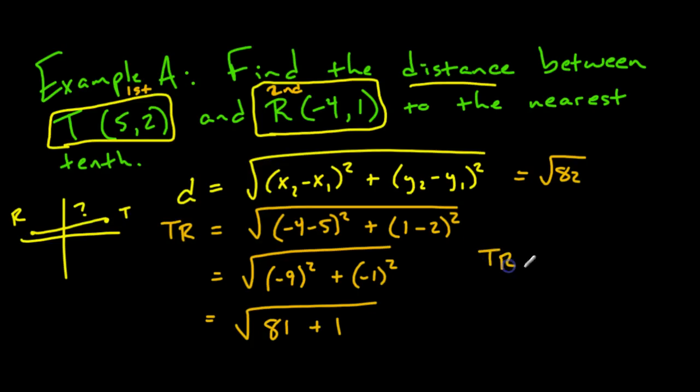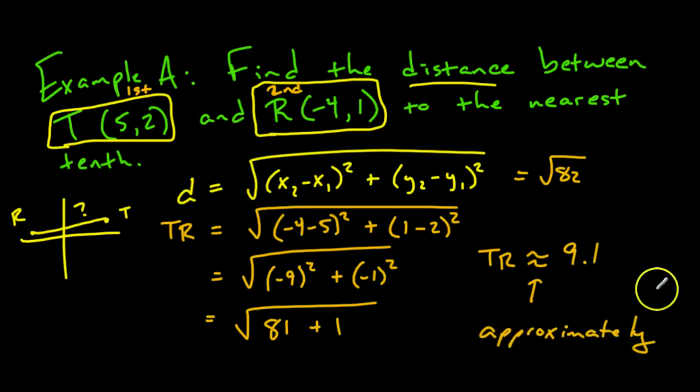So we're going to say TR. We're not going to say equals because we don't really know what it equals. It's a big decimal. So we're going to say approximately 9.1. Now this little symbol, it's kind of a squiggly equals. Looks close to the congruent symbol, but it actually means approximately. So TR is approximately 9.1 on this one.